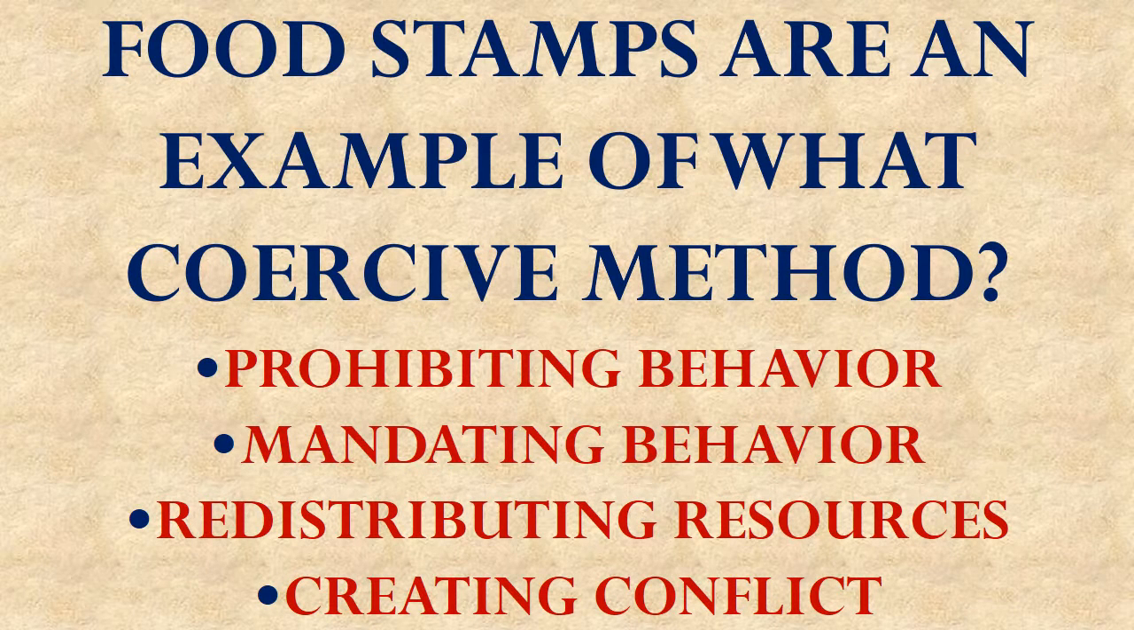Food stamps are an example of what coercive method? Prohibiting behavior, mandating behavior, redistributing resources, or creating conflict. Food stamps are an example of redistributing resources. Ideally, in a perfect, morally upright world, the government believes that private citizens would just be charitably sharing their extra income with the poor, but they're not. So the government's going to step in and make them do it.